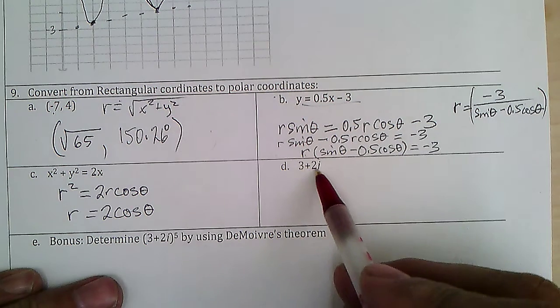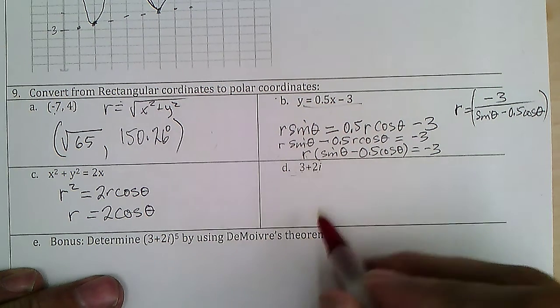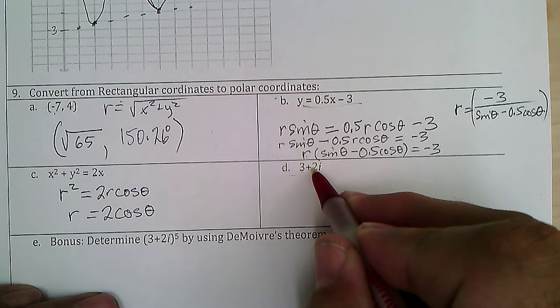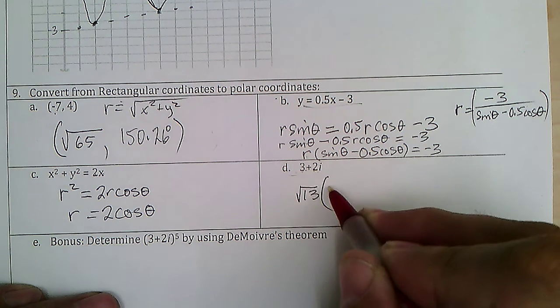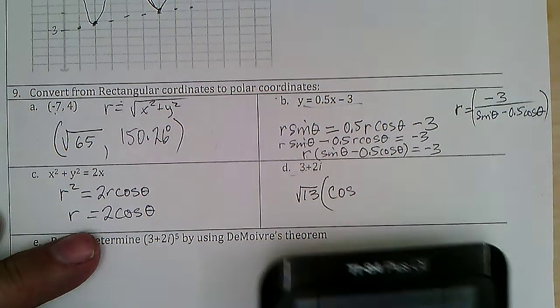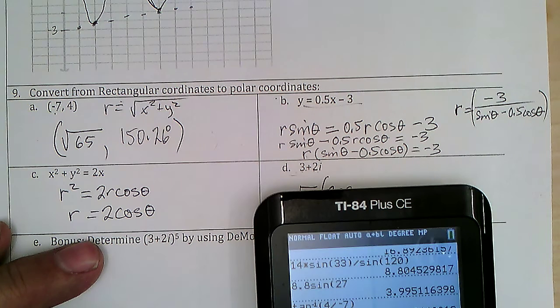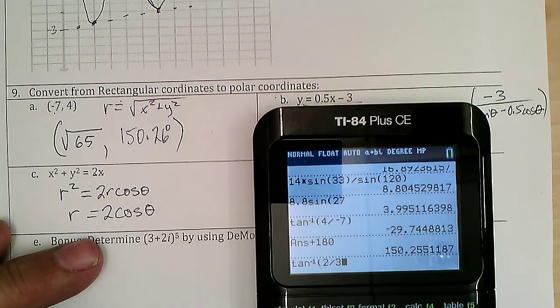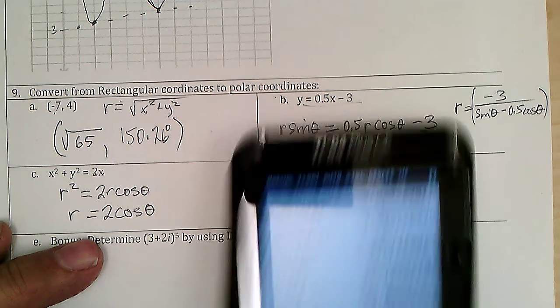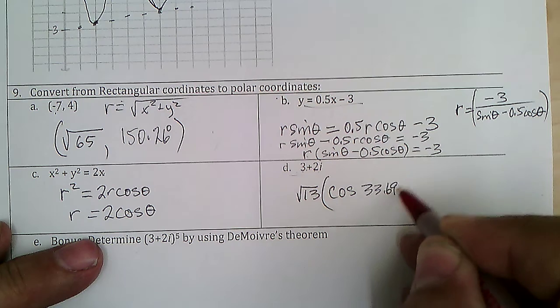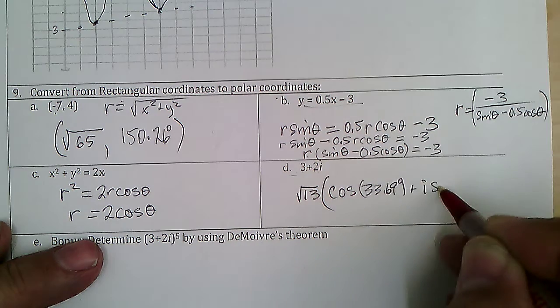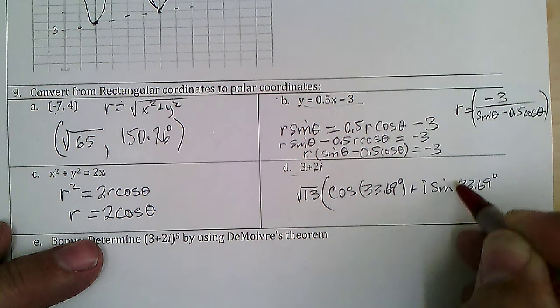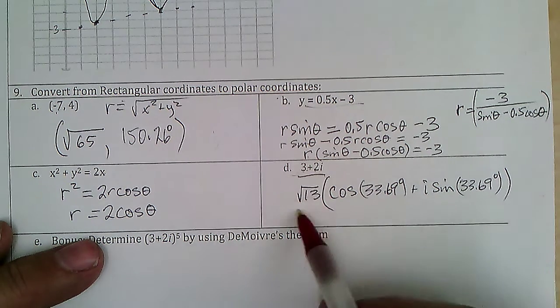And this one, so this would be our x and y. So the radius, this is a complex number, so this looks different. So it's 3 squared plus 2 squared, so it's 9 plus 4, square root of 13. And then you do cosine of the angle, and the angle you would get by doing tangent inverse of y, which is 2, divided by x, which was 3. And that comes out to be 33.69 degrees. Plus I sine of the same angle. And that's how a complex number looks in polar.